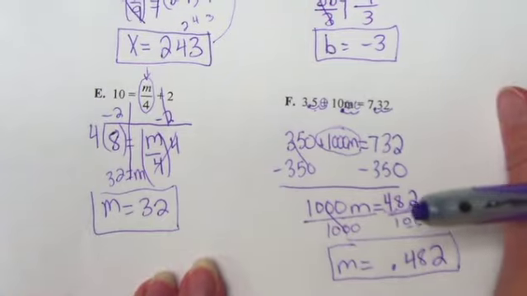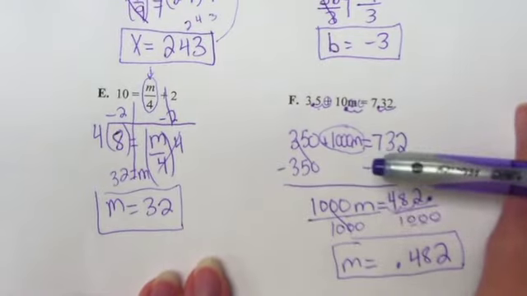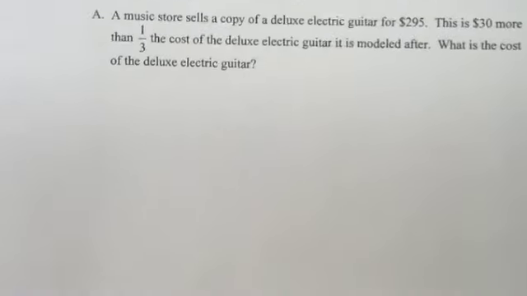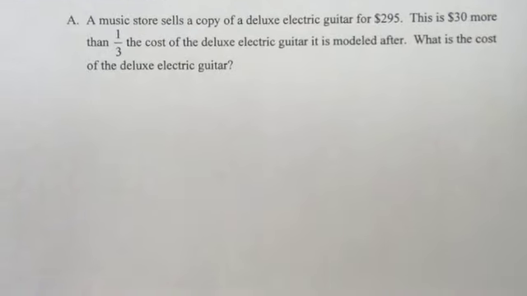All right, so guys, we're going to look at a couple of problems where we have to actually write our own equations. We did a little practice with this in Unit 1 where you had to write your own equations. We're going to be looking at a music store. A music store sells a copy of a deluxe electric guitar for $295. This is $30 more than 1/3 the cost of the electric guitar it is modeled after. What is the cost of the deluxe electric guitar?